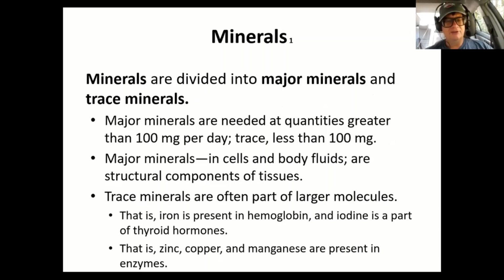All right, so let's move on to minerals, happier subject. We have major minerals and trace minerals. Trace minerals you need a little bit of. Major minerals you need a lot of. Okay, so 100 milligrams per day or more for major minerals, and trace less than 100 milligrams per day. Major minerals, often they're part of the tissue itself. Trace minerals, like I've said before, you need iodine to prevent goiter. You need iron so you can make hemoglobin.